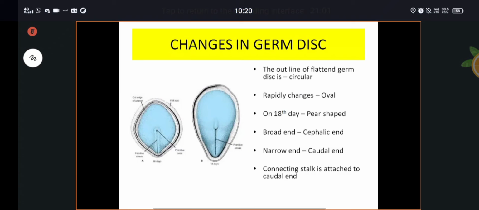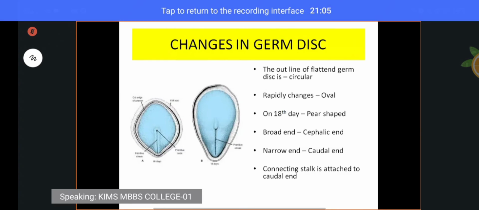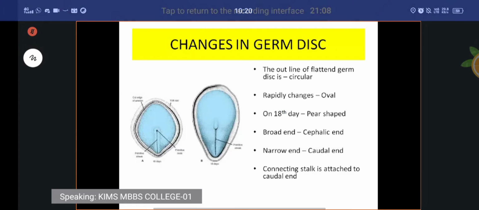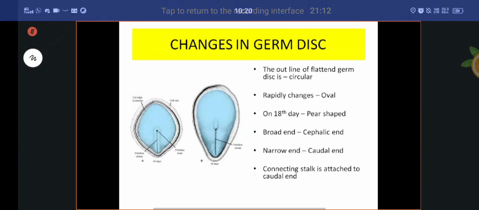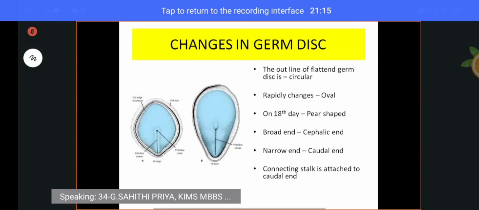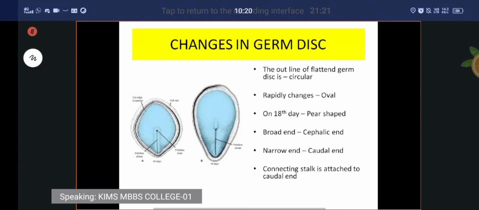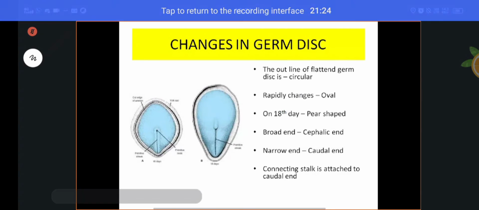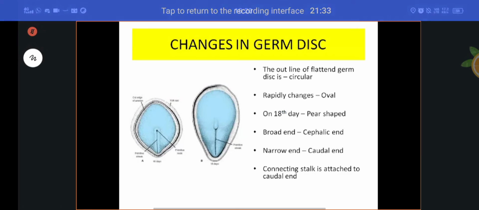First, in this germ disc we are seeing two layers, but in the third week a third layer is appearing between the two layers. What are the two layers first formed in the second week? Ectoderm and endoderm. So, what is the third layer formed in the third week? Mesoderm. So, here in the third week, this bilaminar germ disc will be converted into a trilaminar germ disc.